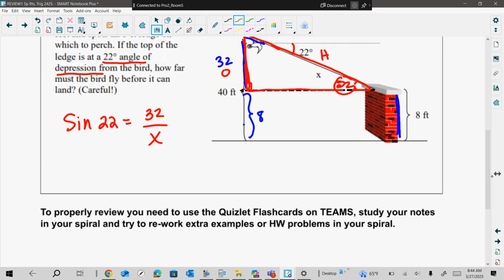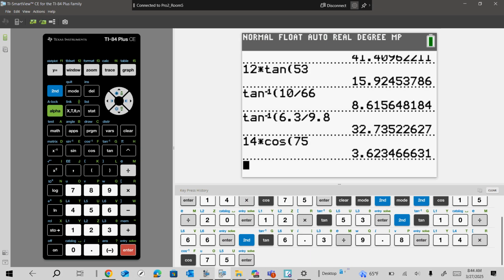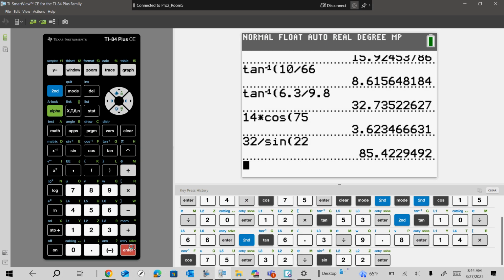And we're dividing to solve it, yes. 32 divided by the sine of 22. 85.4, right? We okay on that?